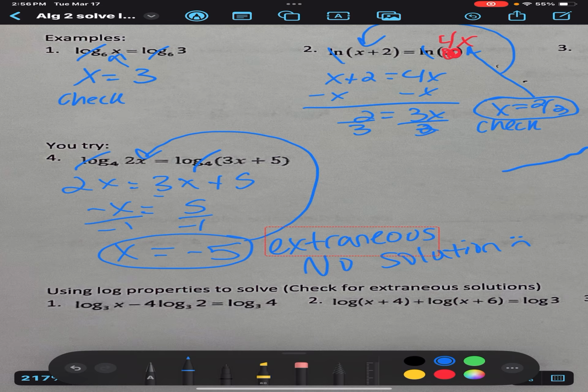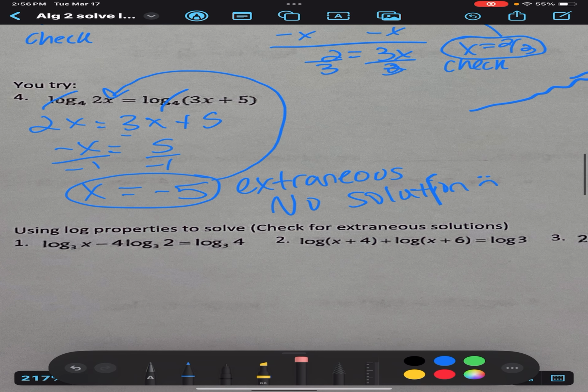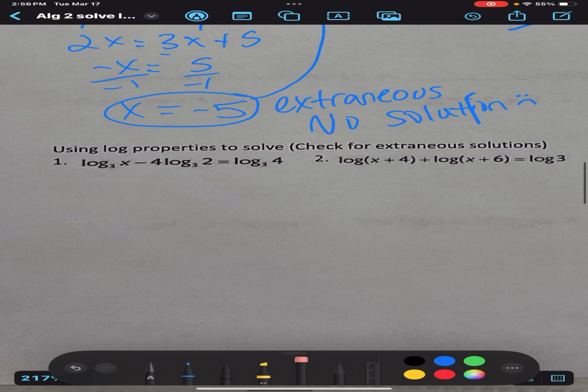So sad. All right. Now, for this next part, we have to do a little more work. But we are up to the challenge. Yes, we are. Now, this says use the log properties to solve and then check for the extraneous solutions. So in this scenario, I still have log on both sides. So happy days, there's just a little extra work.